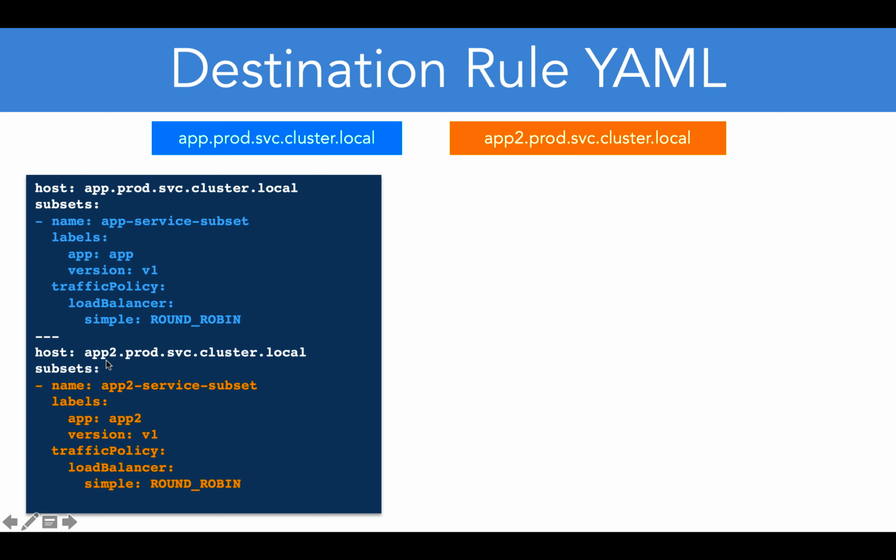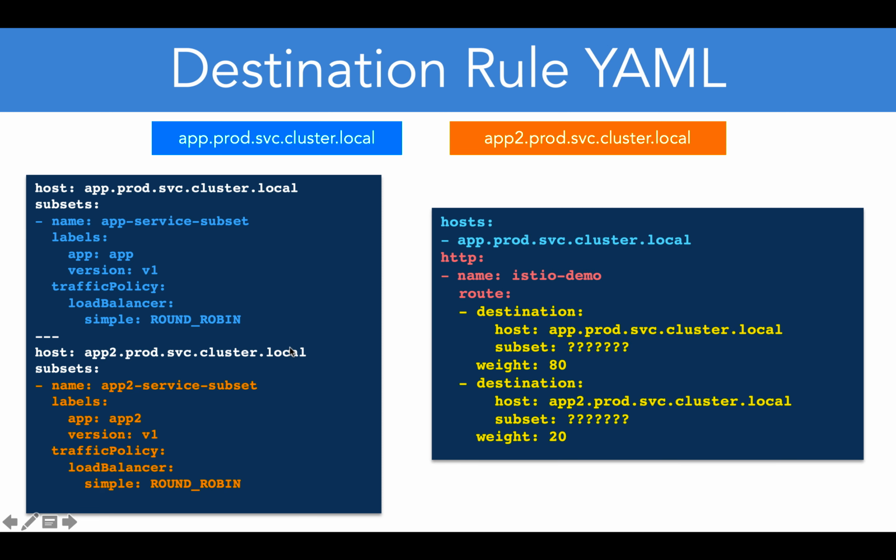Host is of course the name of the service, which is app2.prod.svc.cluster.local. And then in subsets, I'm mentioning the name of the subset, and then labels. In this case, I'm selecting pods with label app as app2 and version as v1. And traffic policy is similar to the previous one.